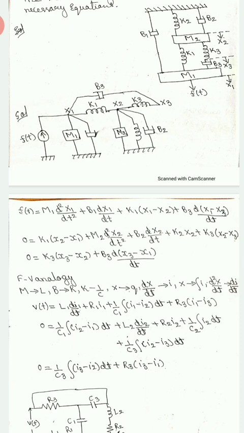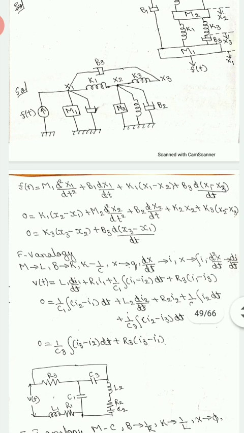Force voltage analogy. Convert the three equations into force voltage analogy. Instead of force we will write V, instead of B, R, instead of K, 1 by C, instead of x we will write Q, instead of dx by dt, I, instead of x, integration of I, instead of d²x by dt² we will write di by dt. That is the replacement in force voltage analogy.